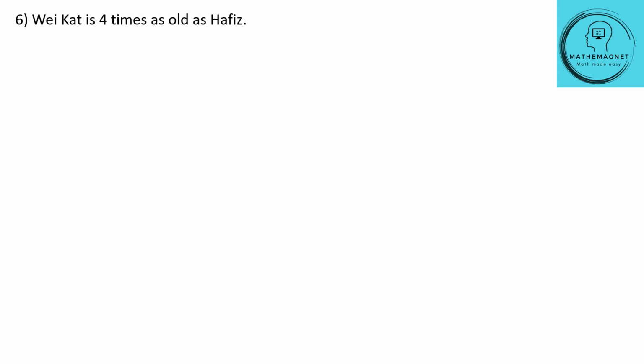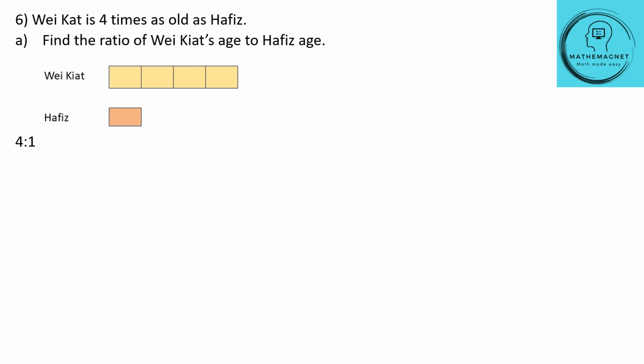Question number 6. Weikat is 4 times as old as Hafiz. Find the ratio of Weikat's age to Hafiz's age. So it will be 4 is to 1. When we draw a bar model, Weikat is 4 times as old as Hafiz. So Hafiz will be 1 unit and Weikat will be 4 units. So the ratio will be 4 is to 1.